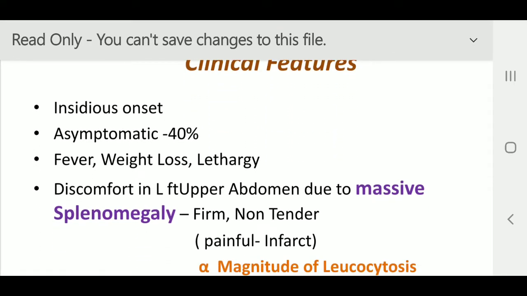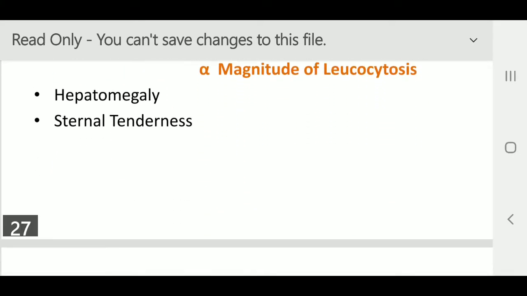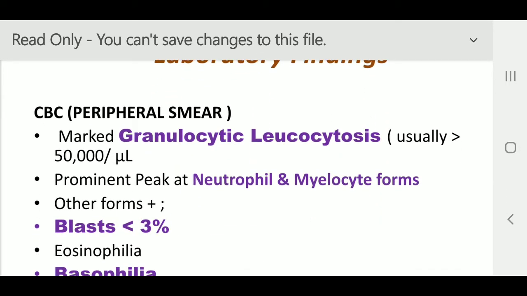Clinical features: it is insidious in onset, that is slow in onset. It can be asymptomatic in 40% of the cases. There is fever, weight loss, lethargy. Because of massive splenomegaly, there is discomfort in the left upper abdomen. Usually it is non-tender, but it can be painful whenever an infarct ensues, and the magnitude of splenomegaly is directly proportional to the magnitude of leukocytosis. There can also be hepatomegaly and sternal tenderness. On peripheral smear, what do you see? On CBC and peripheral smear, in CBC there is marked granulocytic leukocytosis, around 50,000 to 1 lakh. There is a peak at the neutrophil and myelocyte forms.